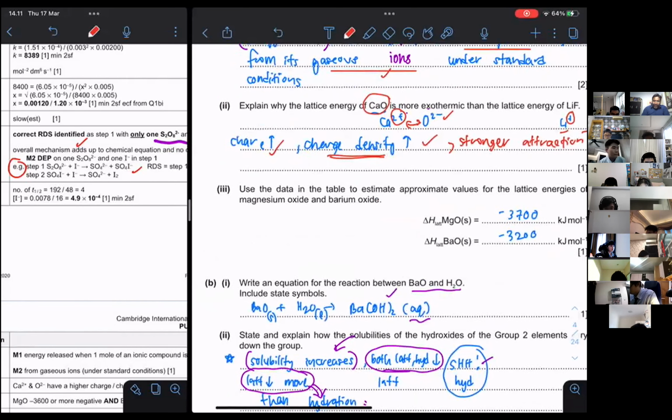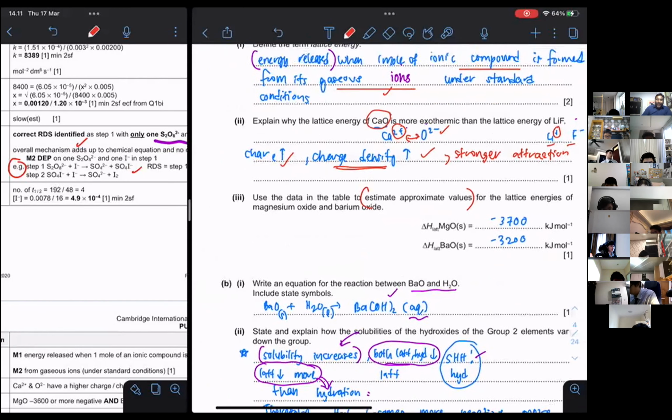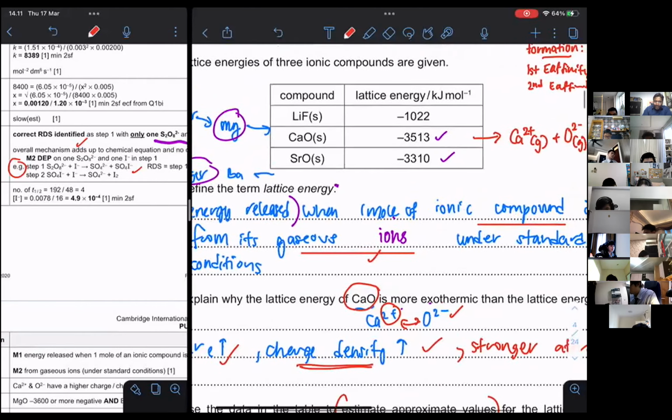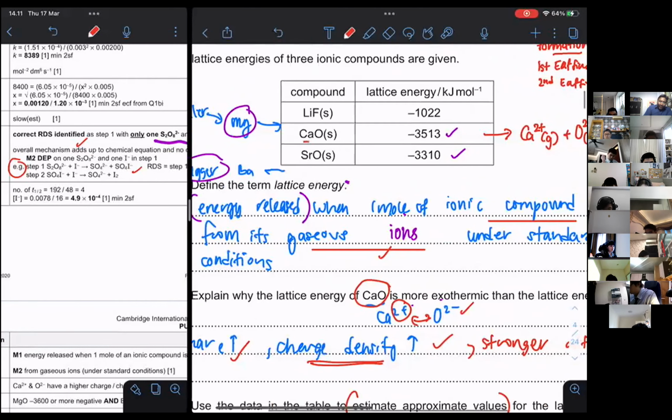Now, the next part: use the data and estimate. No need to focus too much on the values, they just want you to estimate. They want magnesium oxide. If you look at your data booklet, your periodic table, magnesium is on top of calcium. So the charge is the same, 2 plus, and magnesium is smaller. The radius is smaller than calcium.